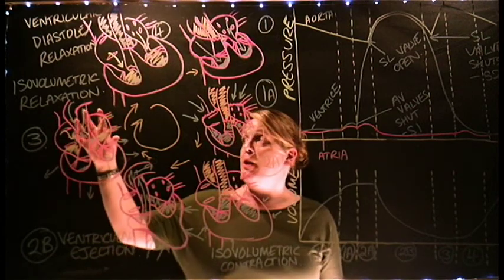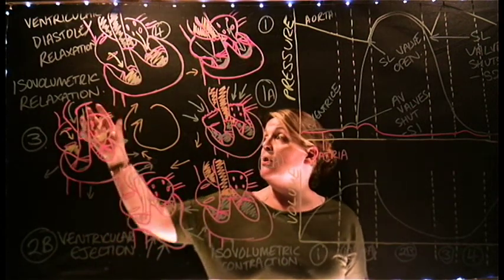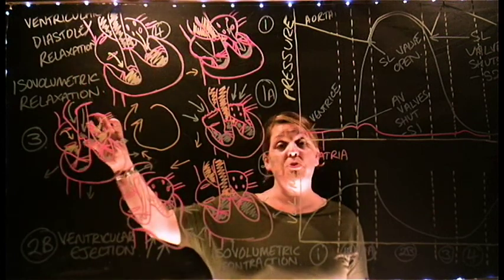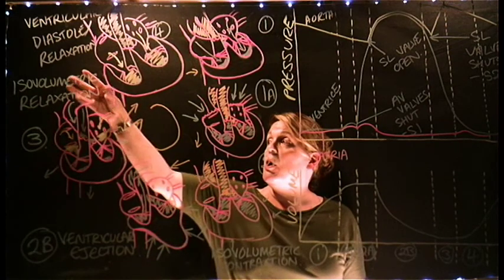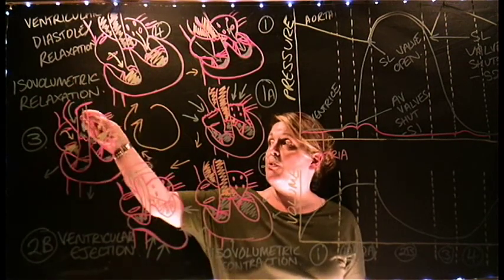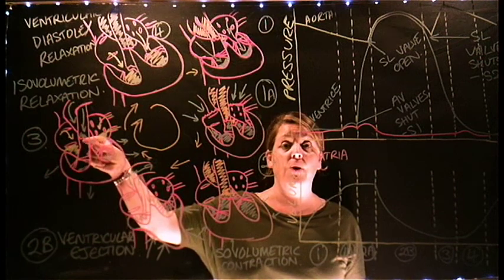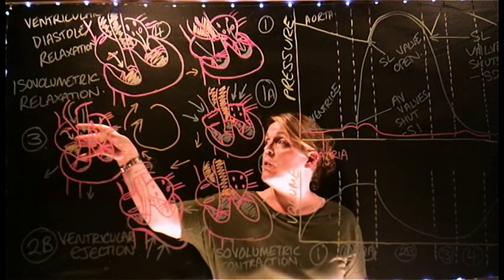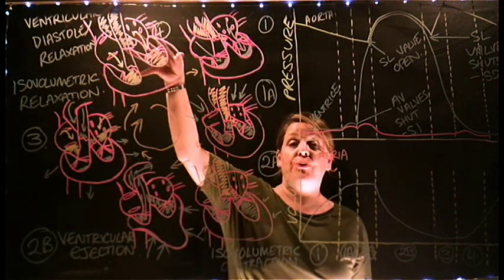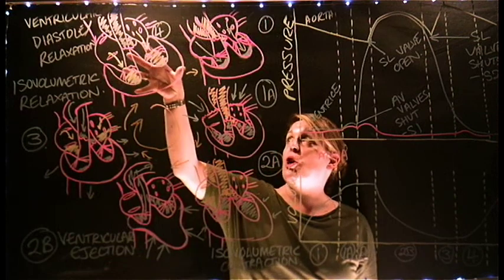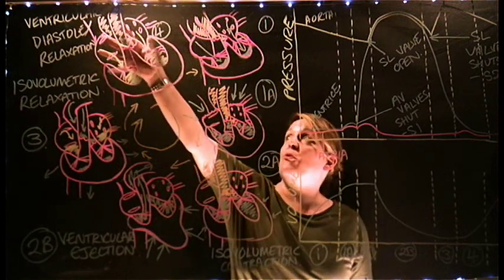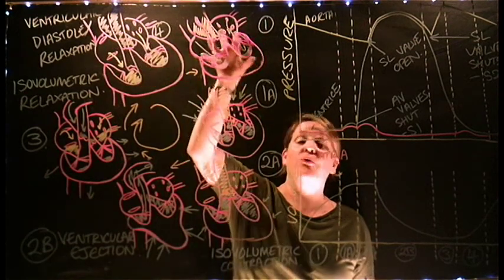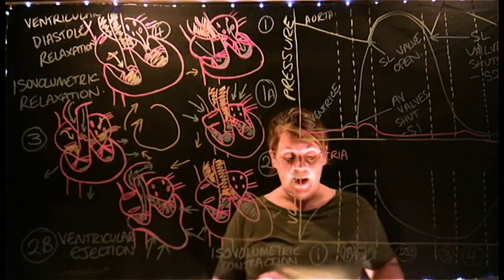We then go into isovolumetric relaxation, where the ventricles start to relax and the negative pressure produced in the chambers not only draws blood back through the great vessels to close the semilunar valves to prevent backflow, but also draws blood into the atria. And then the ventricles fully relax and the AV valves open, and blood for the next cycle starts to flow into the ventricles before we move back into passive filling.